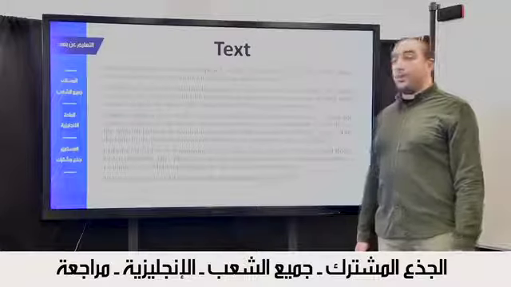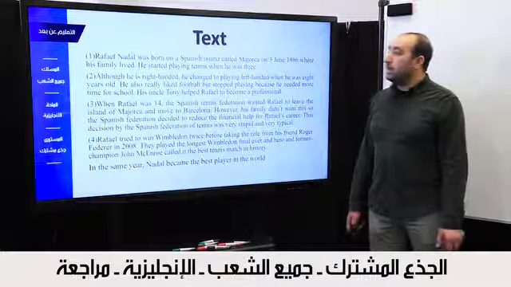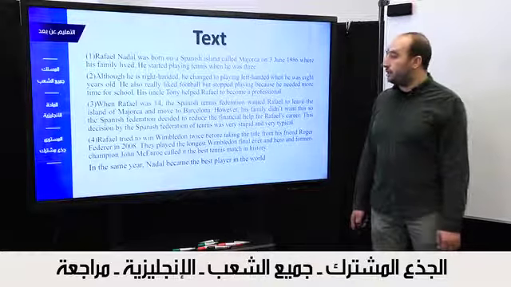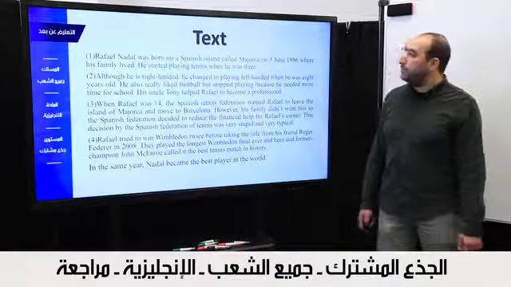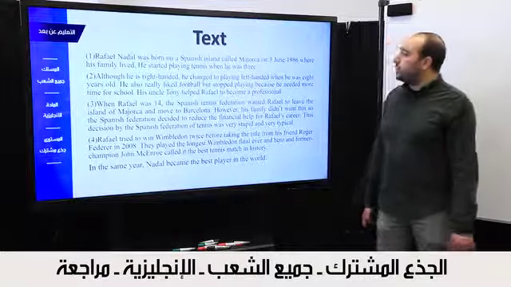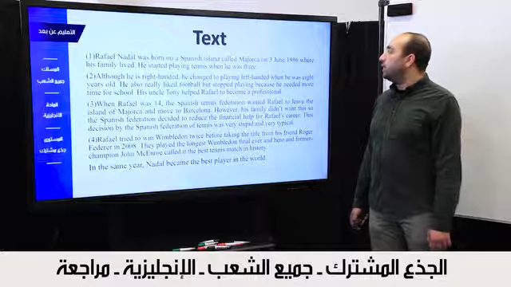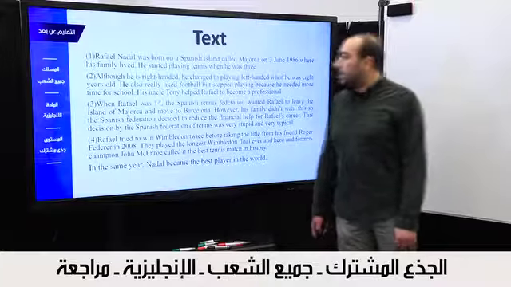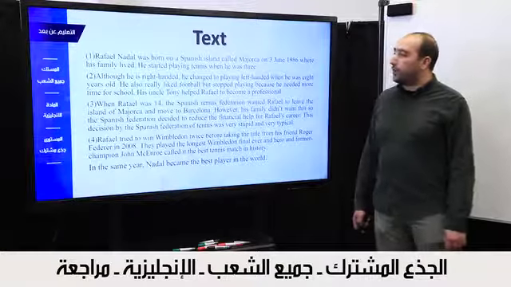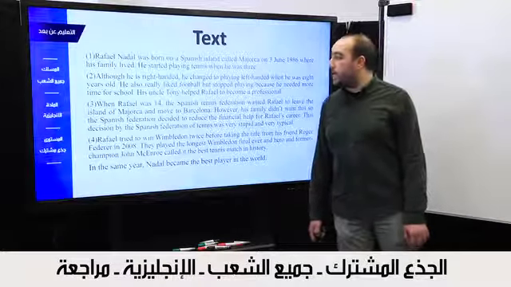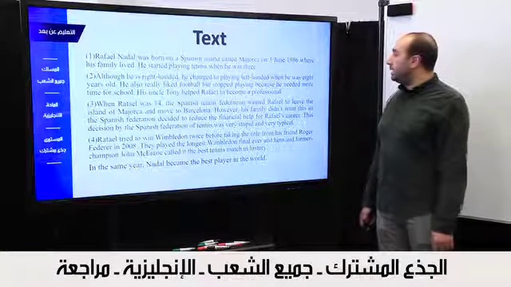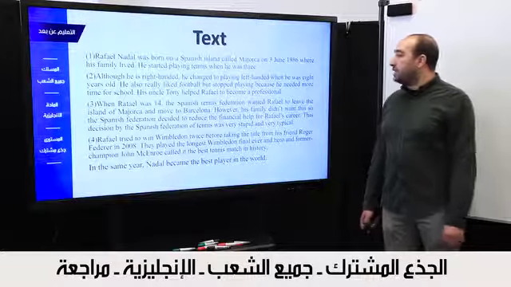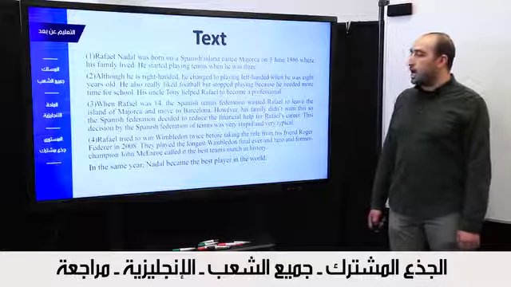It is a text composed of 4 paragraphs, and it is about a famous tennis player who is Rafael Nadal. I think most of you know the name. Rafael Nadal was born on a Spanish island called Mallorca on the 3rd of June in 1986, where his family lived. He started playing tennis when he was 3. Although he is right-handed, he changed to playing left-handed when he was 8 years old. He also really liked football, but stopped playing because he needed more time for school.